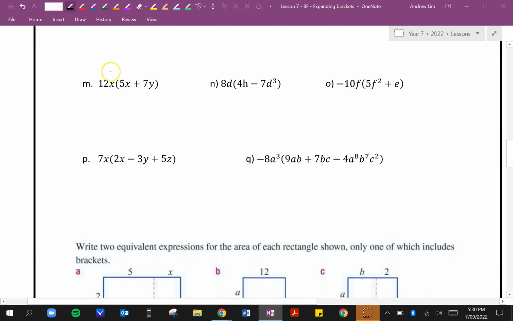Alright, question M. 12x times 5x is 60x squared. 12 times 5 is 60. X times x is x squared. Positive 12x times positive 7y is going to give us a positive answer of 84xy, because 12 times 7 is 84. Okay, and because we've got an x out here, we need to include it with that y, so it becomes xy.